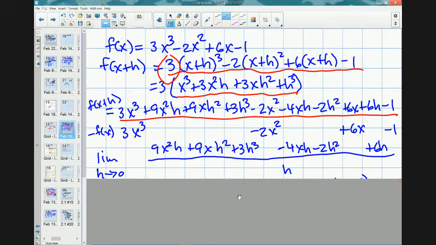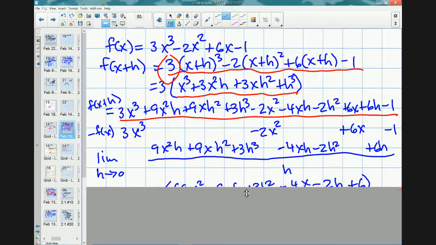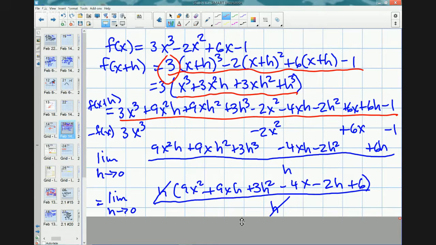It looks like it's hopeless because you can't substitute 0 in for h. But, of course, beauty, you can. Every term on the top has an h. Therefore, we can factor the h out just like we've been doing, and we can cancel. Now, can we substitute h equals 0? And the answer is we can.